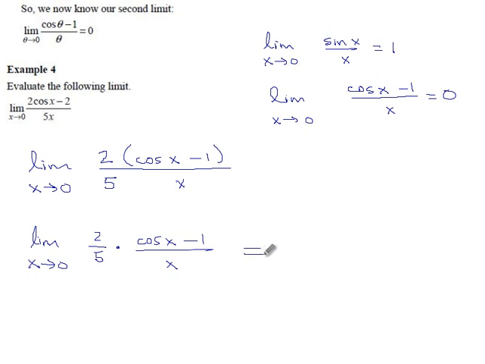Now, the bad news is that that makes this kind of a boring limit. We get 2/5 times, and this whole chunk goes to 0, and 2/5 times 0 equals 0. So not a very rewarding answer, but that's what you have to do.